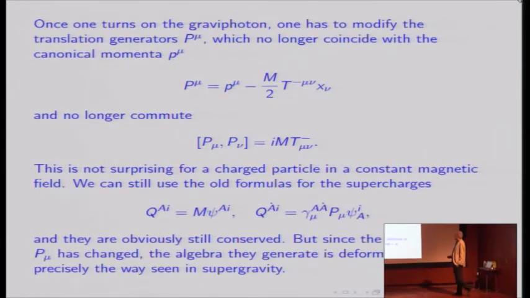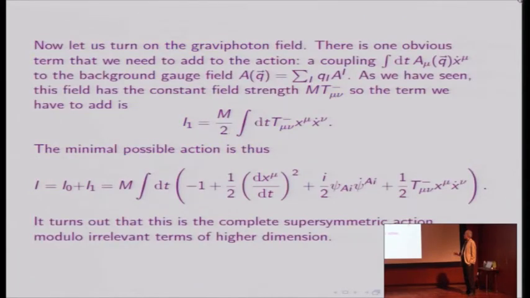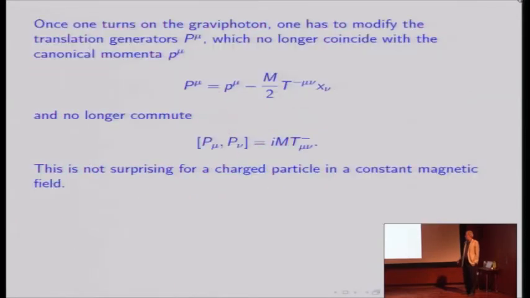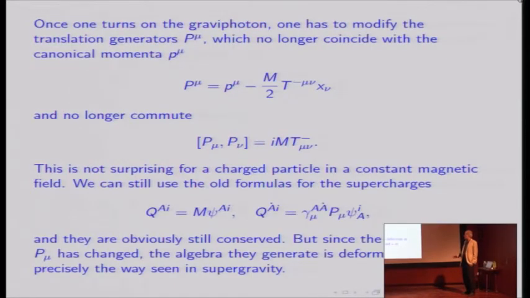It turns out, oddly enough, that the old formulas for the supercharges are still correct. They're obviously still conserved. Psi is still free. Since psi is free, the equation of motion for psi is psi dot equals 0. In other words, psi commutes with the Hamiltonian. So if q is m psi, then q still commutes with the Hamiltonian. And if p and q are conserved, then p times q is still conserved. So I've exhibited 8 conserved supercharges for this action.